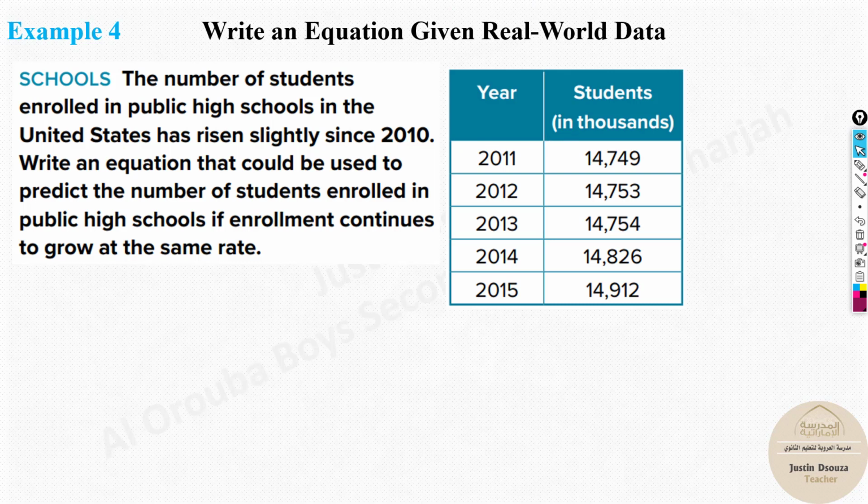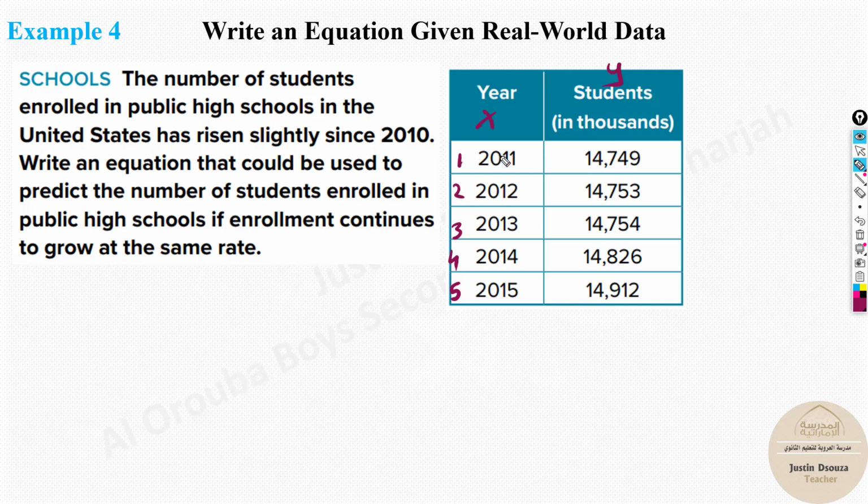If you're considering the x values, what do you need to do? If this is x, this is y, right? Here from 2010 to 2011, it's 1. X is 1, 2, 3, 4, and 5. And here the students, that is the y values. That will be as it is, no changes over there.